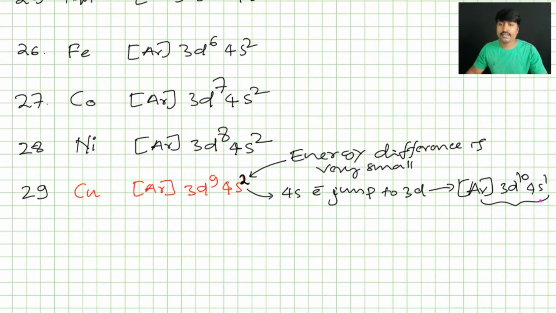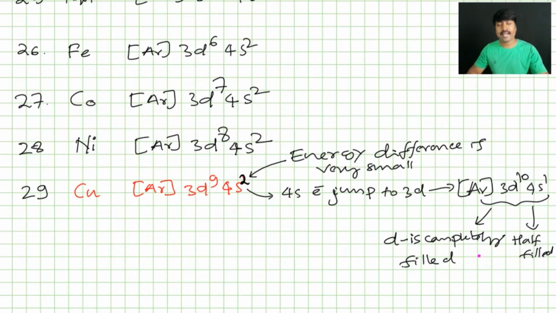Now in this case the d orbital is completely filled. D is completely filled, and S is half filled. Okay, this is half filled, and therefore this leads to the stability. Now it is a stable configuration we got.